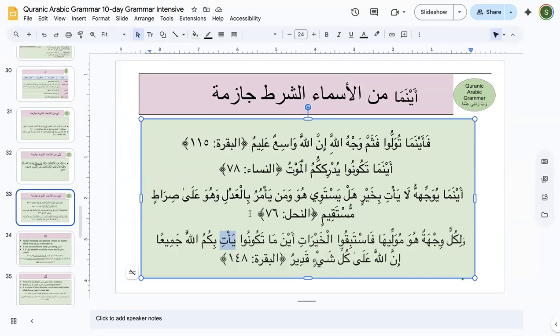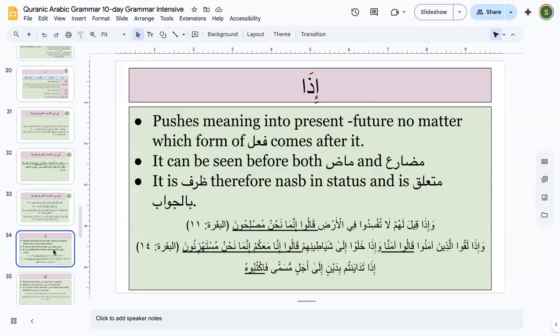And what is the sign of majzoom status in wa takunu? How is it made majzoom? The dropping of the noon. Very good job. Now comes your adwatu shart. Ghair jazima. The problem is solved.